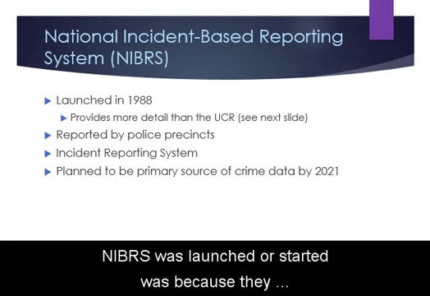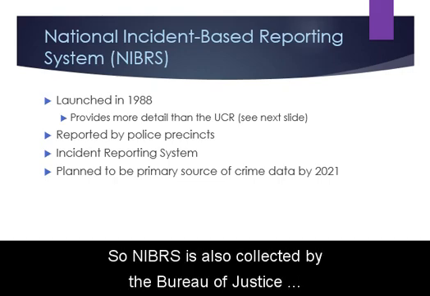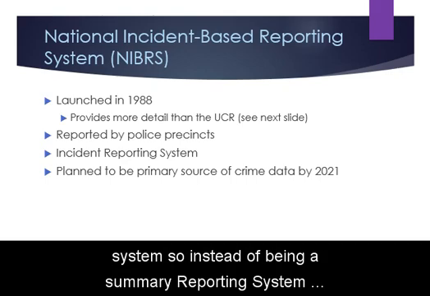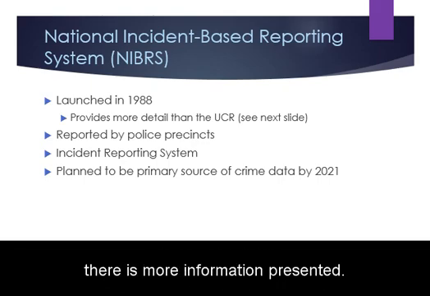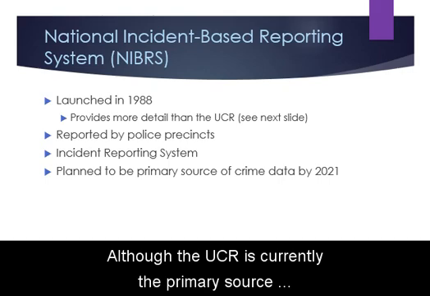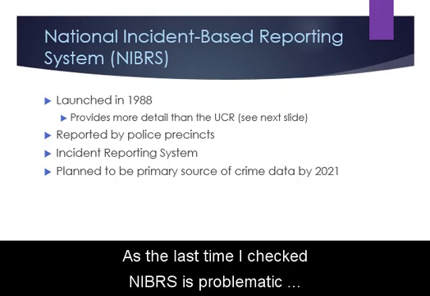One of the reasons that NIBRS was started was because they wanted to collect more information for each crime. So NIBRS, also collected by the Bureau of Justice Statistics, or the FBI, is an incident reporting system. So instead of being a summary reporting system, it's incident-based. That means per each incident, there is more information presented. Although the UCR is currently the primary source of crime data in the United States, NIBRS is planned to be the primary source by 2021.